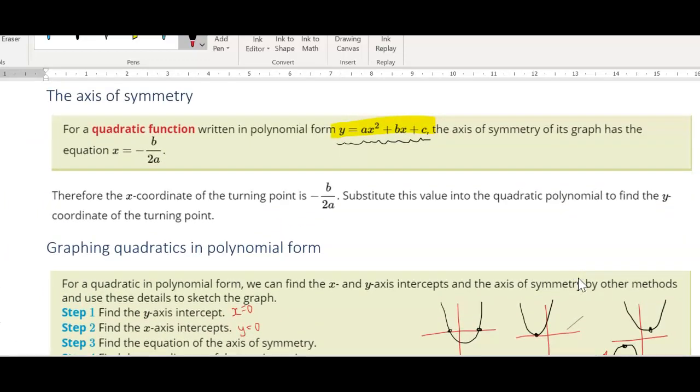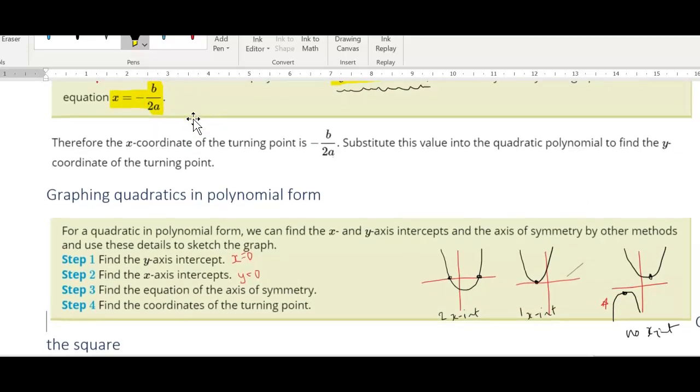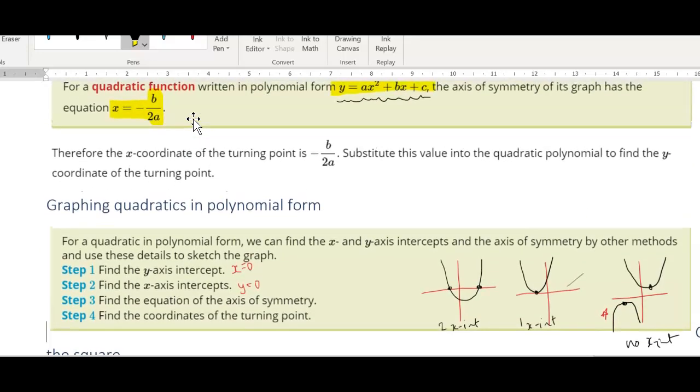All right, finding, so I might just highlight it using this. And then to find the coordinates of your turning point, obviously your x-coordinate is the same as your axis of symmetry, and then you just substitute it back in to get your y-coordinate.